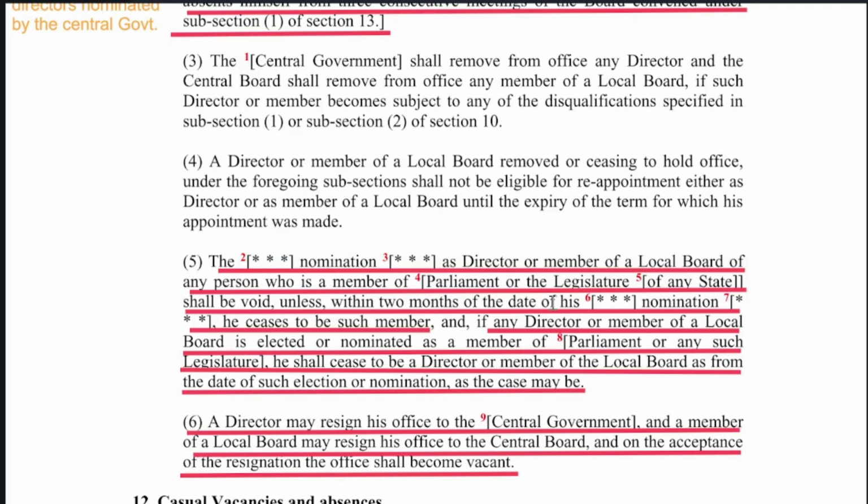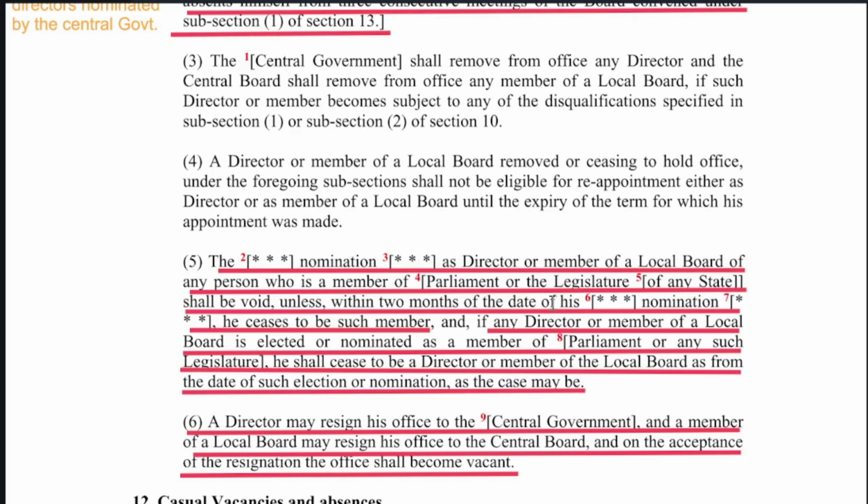Meaning thereby, if there is an MP or an MLA or an MLC, and that individual has been nominated as a director or a member of a local board, then that concerned person has to give up his seat in the legislature to become a functional member or a functional director of the local board, and this has to happen within 2 months from the date of his nomination in the local board.